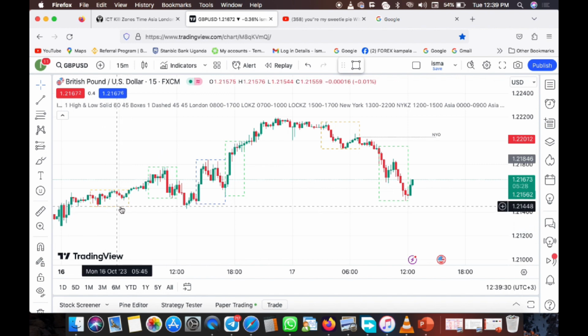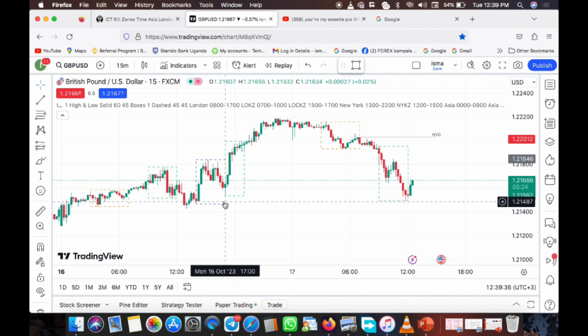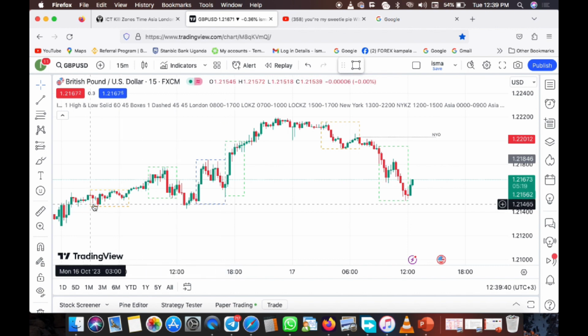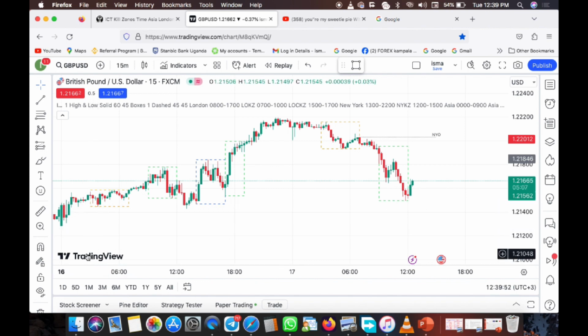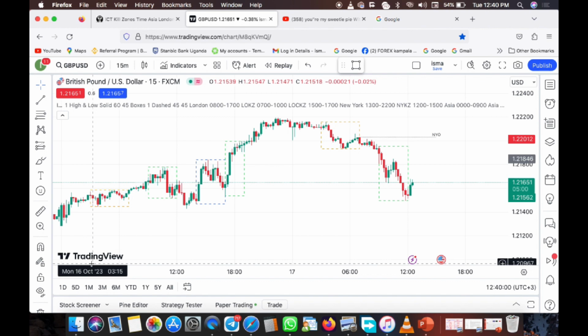Asian range is of course orange, and then US is of course blue. Now, according to our time, Ugandan time, just as you can see down here, I'll just be pointing at the beginning, and then down here, you will help me and spot the time. Because if I didn't do this, most of you will be like, Isma is lying.